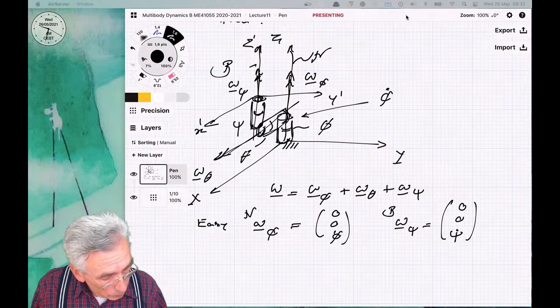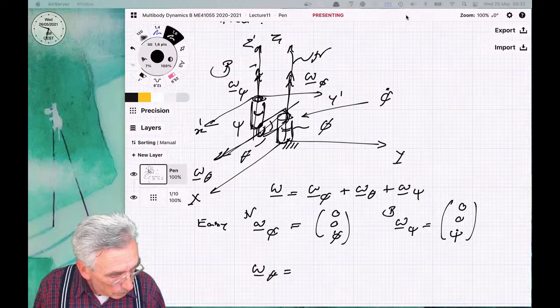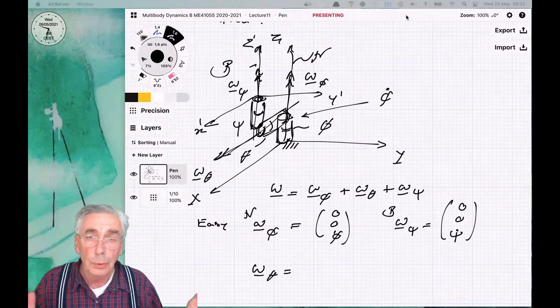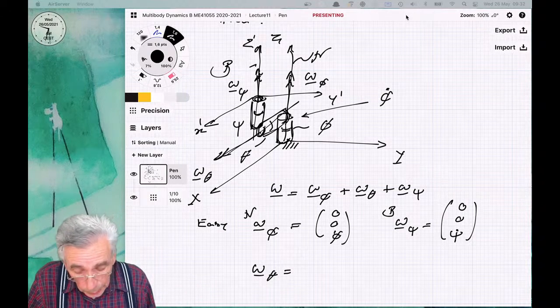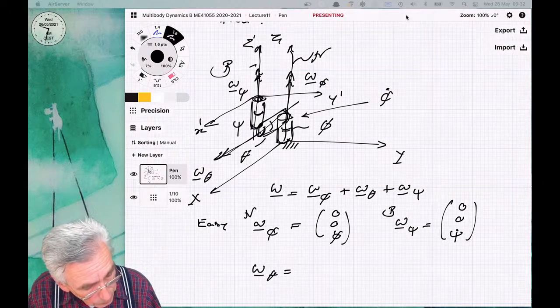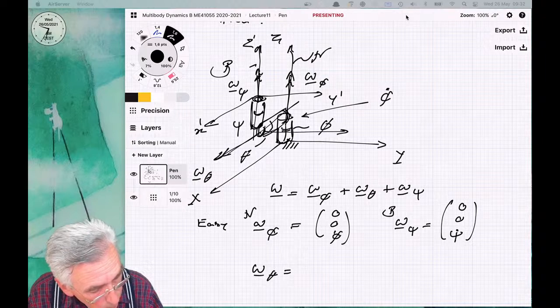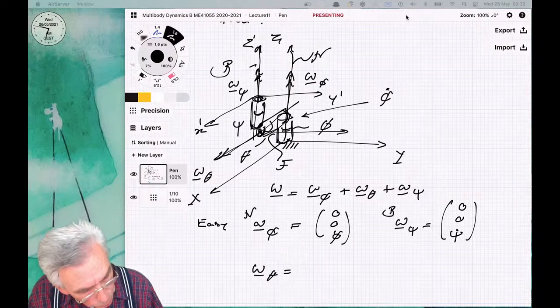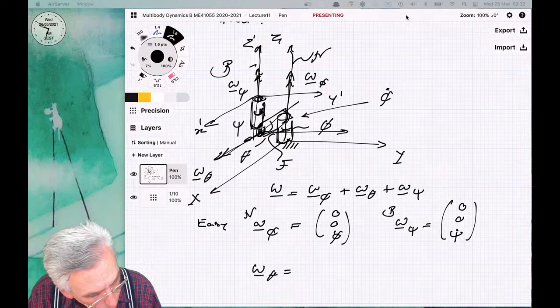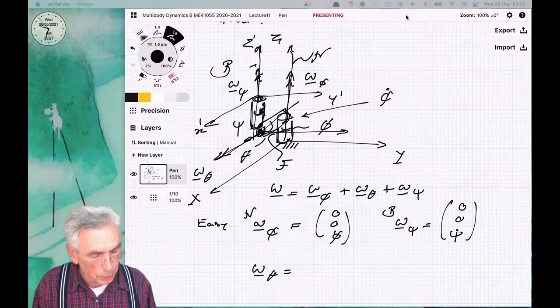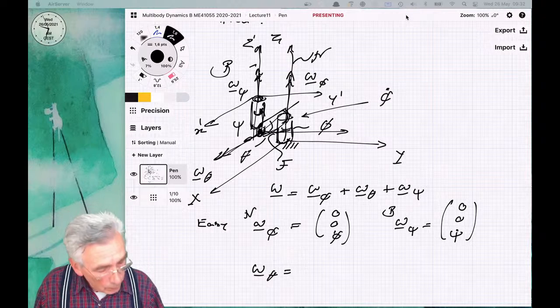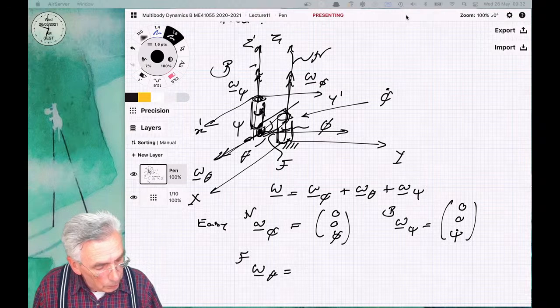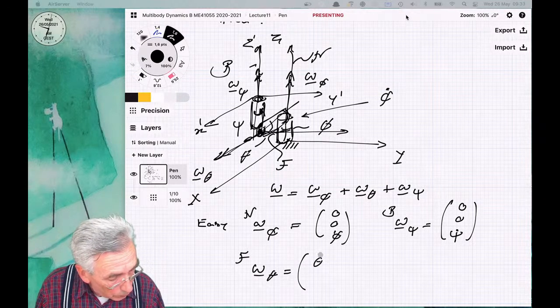Now the intermediate one, that is omega theta. Well, that's a tricky one. For that one we have to introduce a triad, and that's the triad which is attached here, right? We haven't given it any name yet. So attached in this coordinate system is a triad, which we call, how did I call it, F. That triad F is attached after hinge number 2, right? And I know within that F coordinate system, it's simply about the x-axis, so it's theta dot, 0, 0.